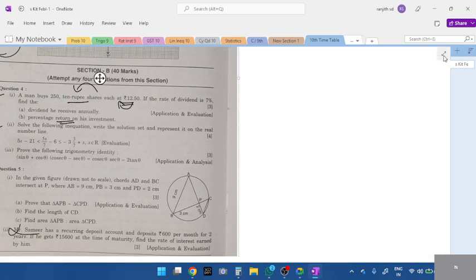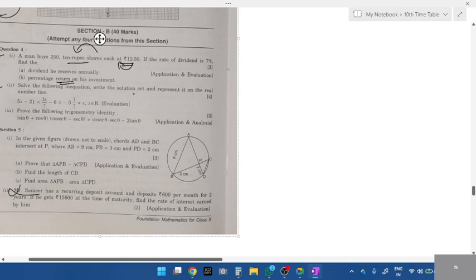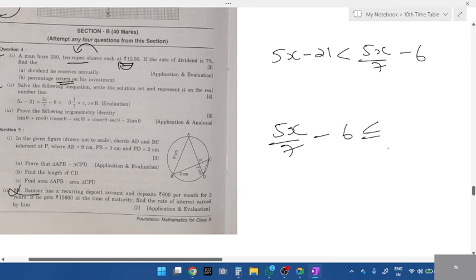Solve the following inequation with the solution set represented on the number line. Let me be quick, students. What's the first inequation? 5x minus 21 less than 5x by 7 less than 6. What is the second? 5x minus 7 minus 6 less than or equal to, x belongs to real numbers. How many marks is this question? 4 marks. When you convert the mixed fraction into a fraction, you get 24 by 7. These are the two questions.